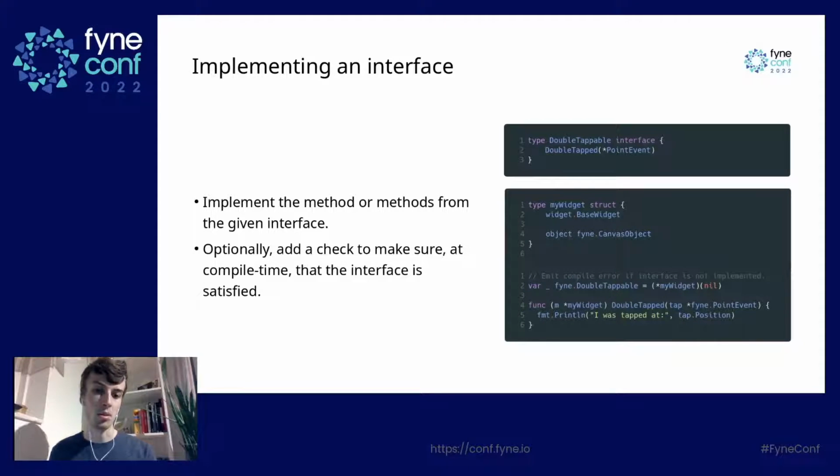Then when we implement this, we just add the DoubleTapped method, and we'll just, for example, put a print that prints the position that it was double tapped at. And if we want to, which we most certainly want to, make sure that our code is working correctly, we can add a check to make sure that the compiler will give us an error if the widget doesn't implement this interface. It's a bit of magic basically, where it will try to cast nil MyWidget to the interface.